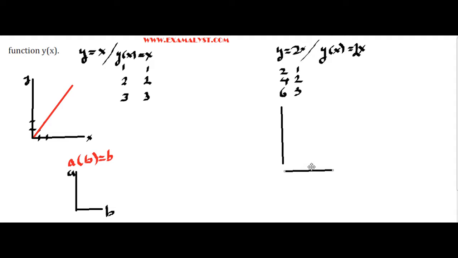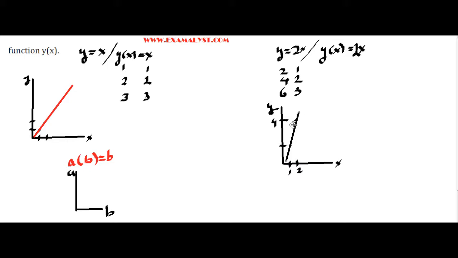Let me draw the y-axis, and then I can draw an x-axis. Let me label them. So this is my y, and this is my x. When x is 1, y is 2, so somewhere around here. The point is here. When x is 2, my y is 4, so it will be somewhere around here.